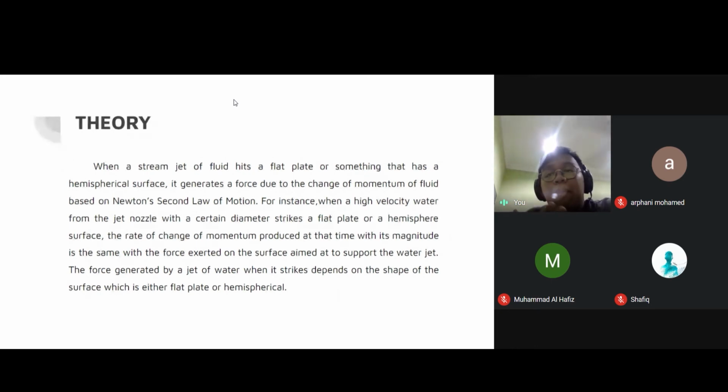The force generated by a jet of water when it strikes depends on the shape of the surface, which is either a flat plate or a hemispherical one. So next slide.